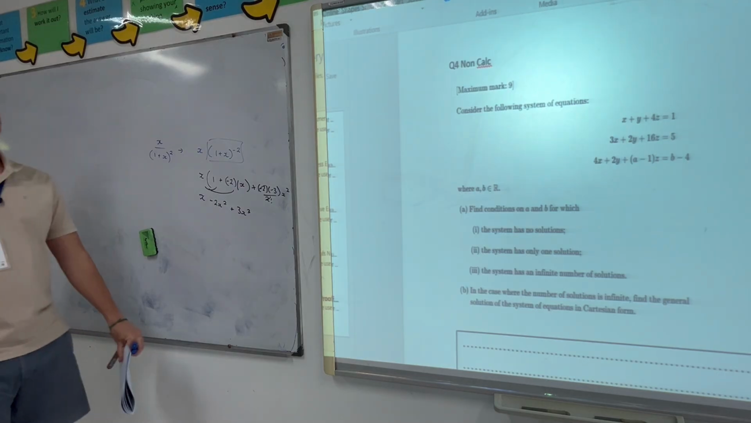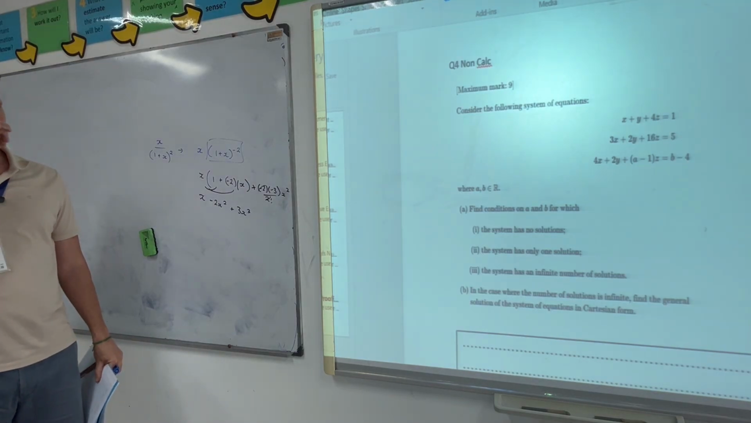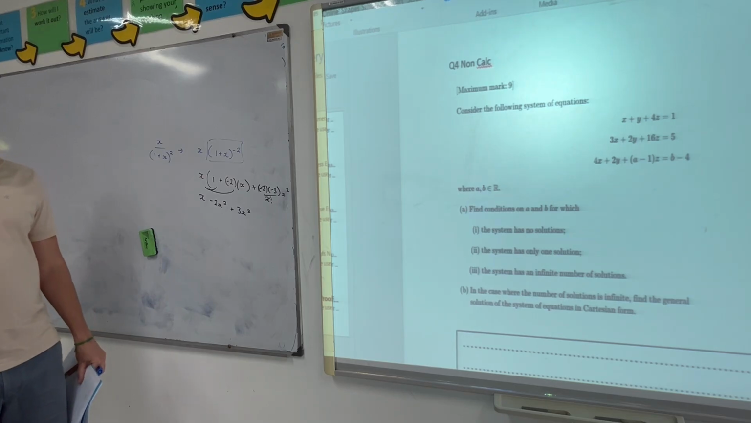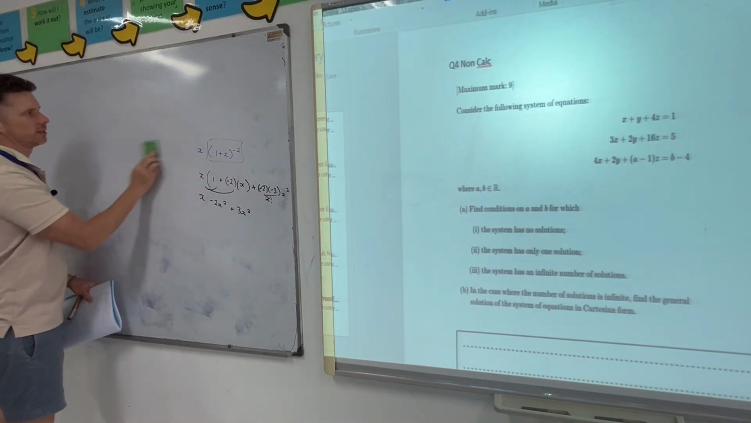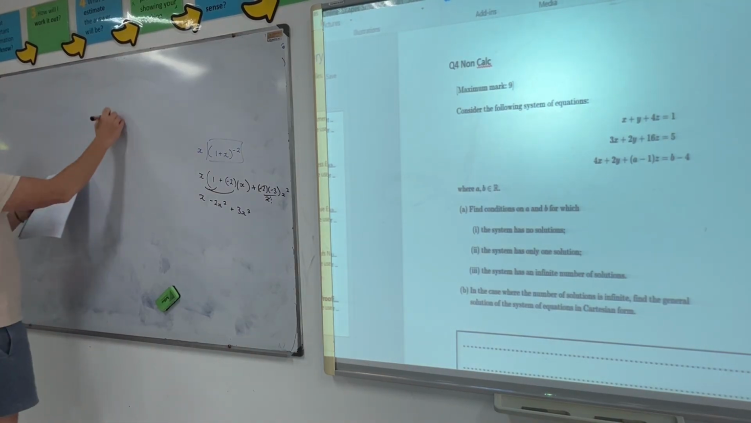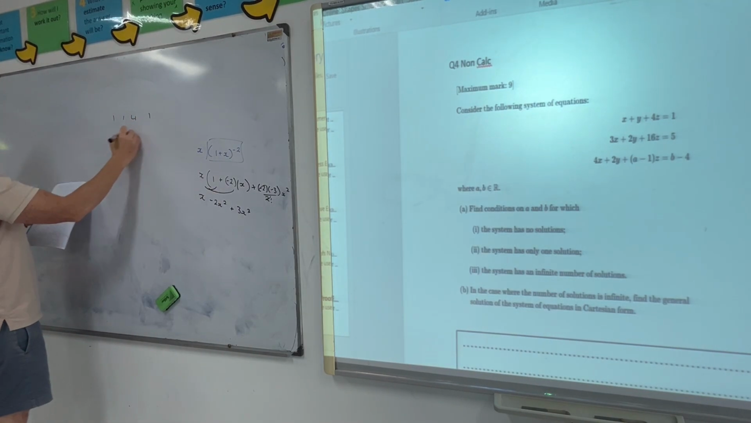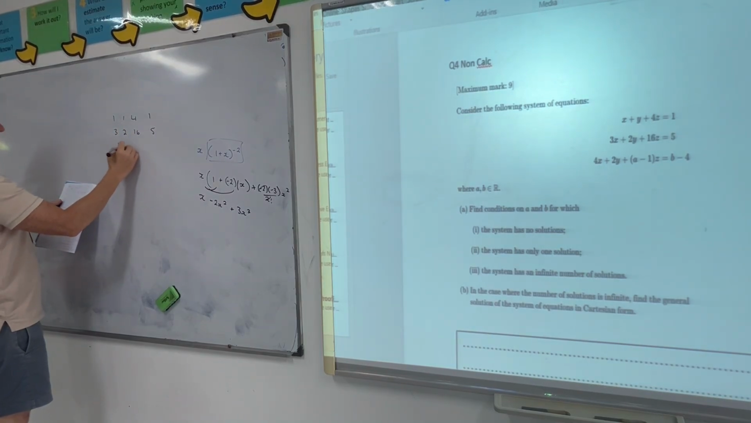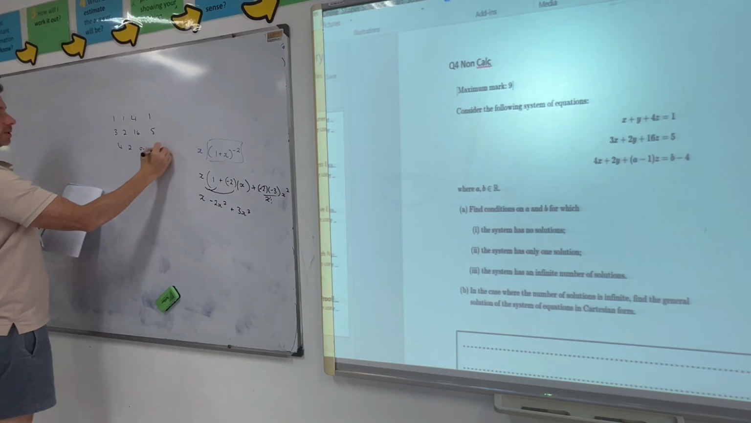Next one is our linear systems, matrices type 1. I think most of us got this one. Does anyone want me to do it? Anyway. Yes? Okay. Let's have a little look then. Make sure you're all on the right track. We converted into a matrix style one. We get 1, 1, 4, 1, 3, 2, 16, 5, 4, 2, a minus 1, b minus 4.